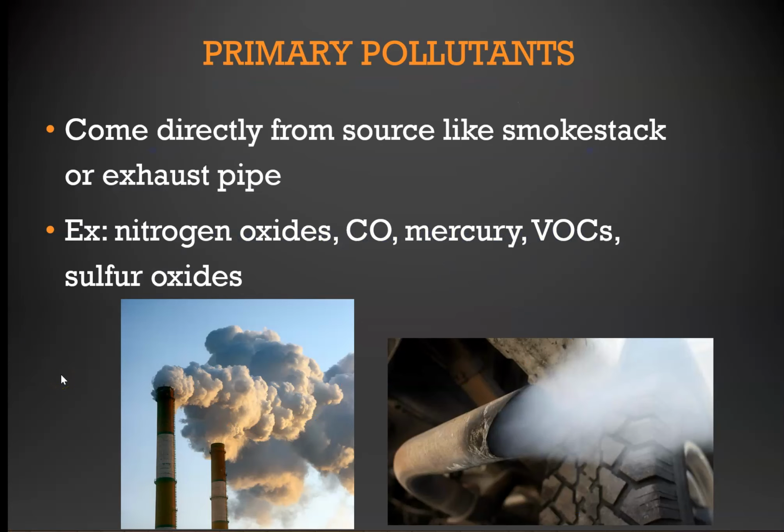We're almost done. I just wanted to talk quickly about primary pollutants and secondary pollutants. Primary pollutants come directly from a source like an exhaust pipe of a car or a smokestack of a factory. Examples are things like nitrogen oxides, carbon monoxide, mercury, VOCs, and sulfur oxides. So they're released directly from these sources.